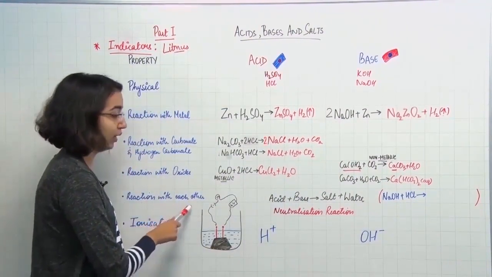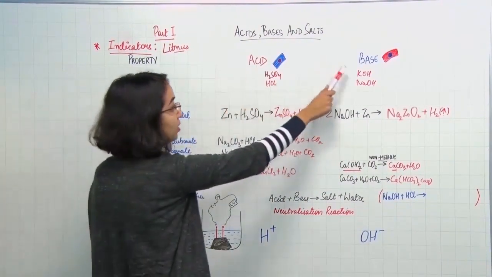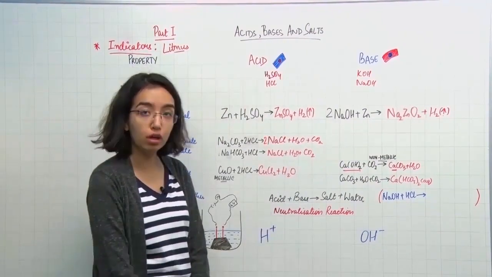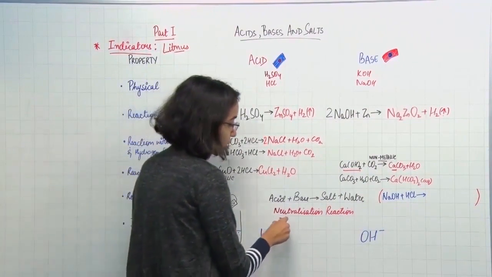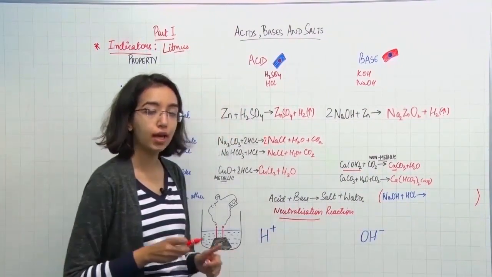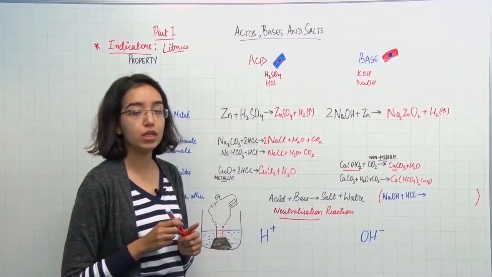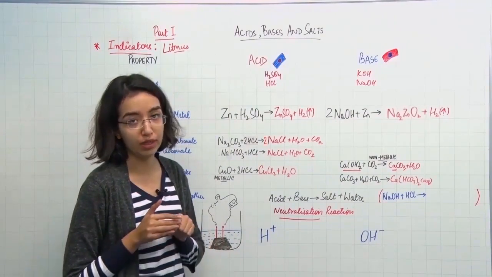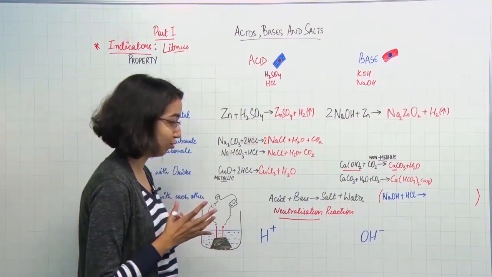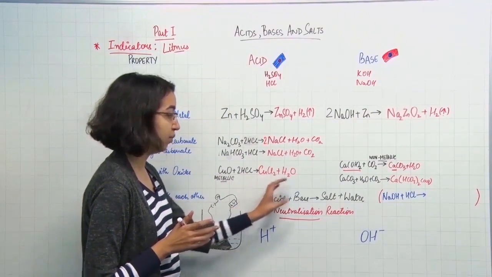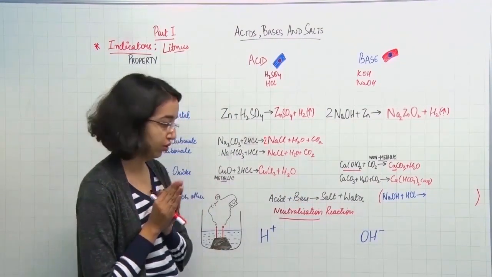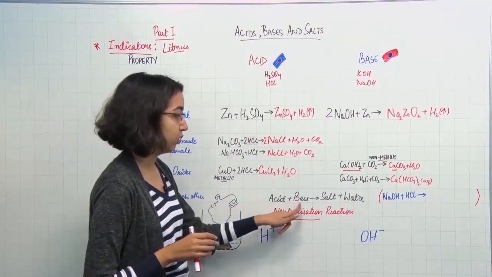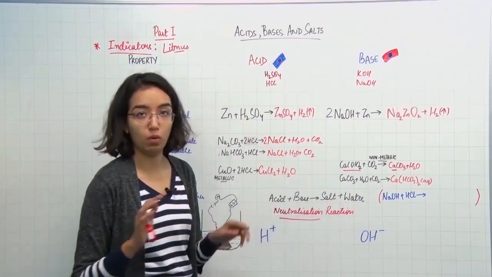Next is reaction with each other. Acids and bases react with each other to form the third important compound, which are salts. This reaction is called a neutralization reaction. Why is that? Because acids and bases neutralize each other's properties and a neutral substance is formed. Acid was acidic, base was basic, and a neutral substance, salt, is formed when they react with each other. Acid and base react to form salt and water always.